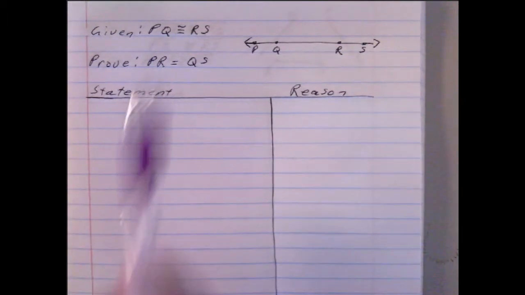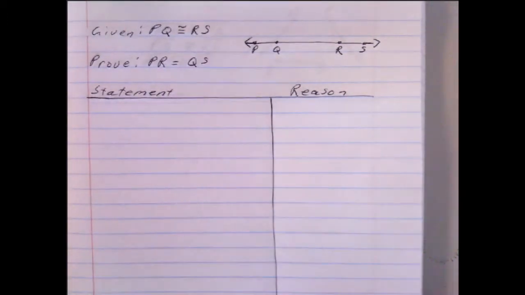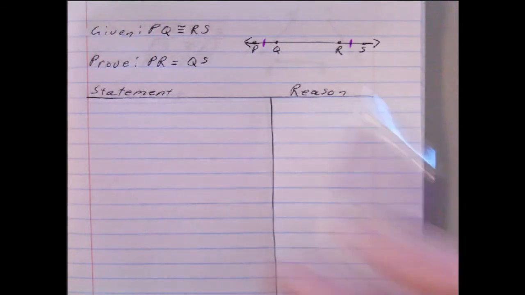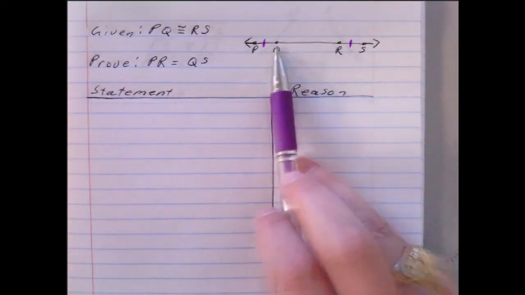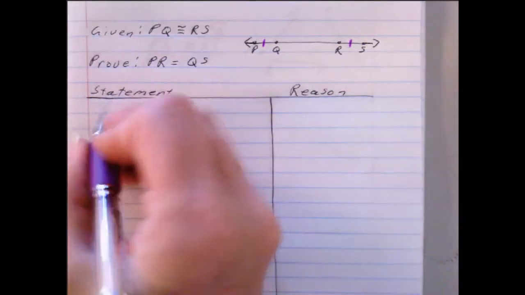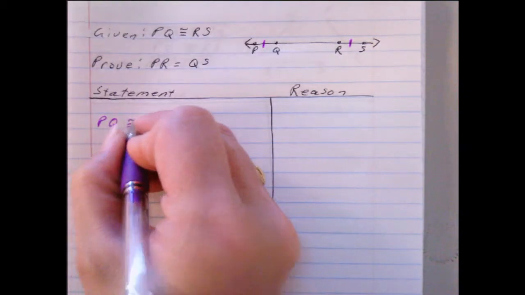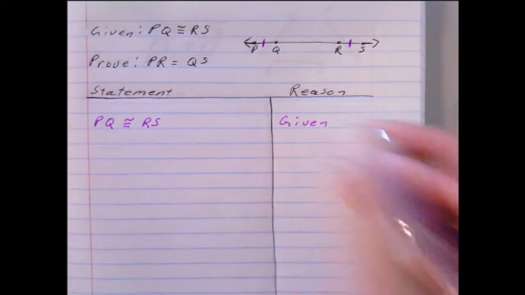Alright, so our first one here, we have our given. We have PQ is congruent to RS. So we have this little segment is congruent to this little segment. And we're trying to prove that P to R is congruent to Q to S. So we always start with our given. So we have PQ is congruent to RS, and that is our given.